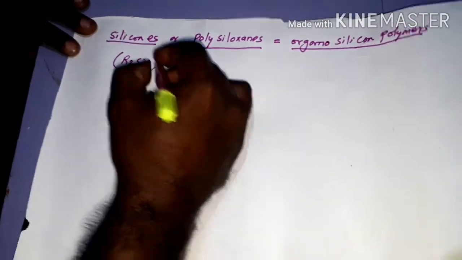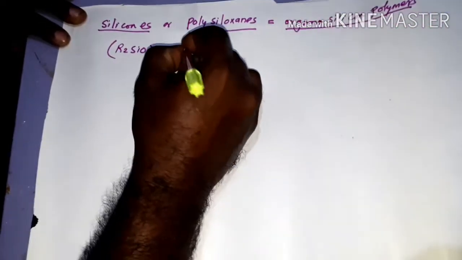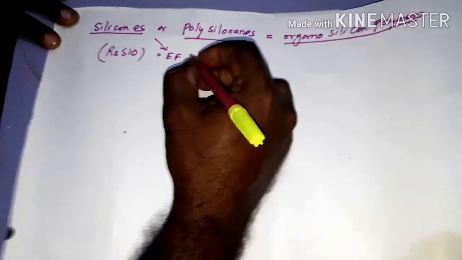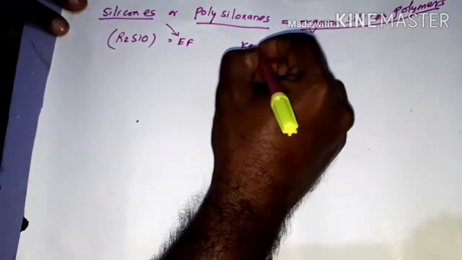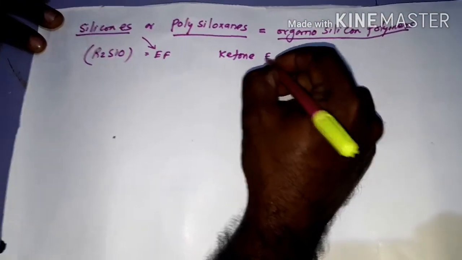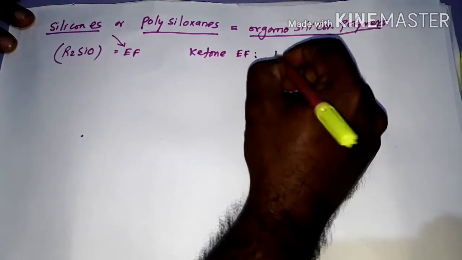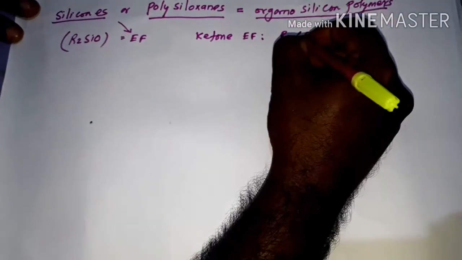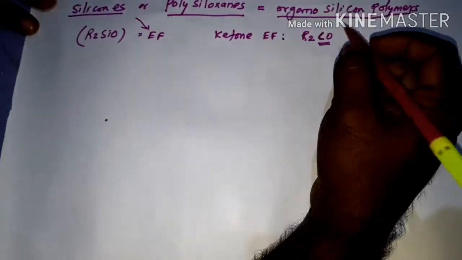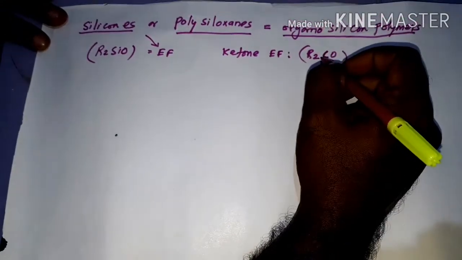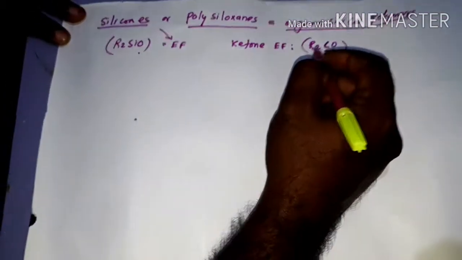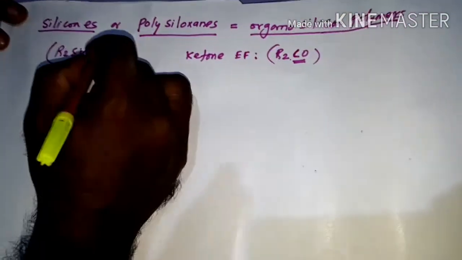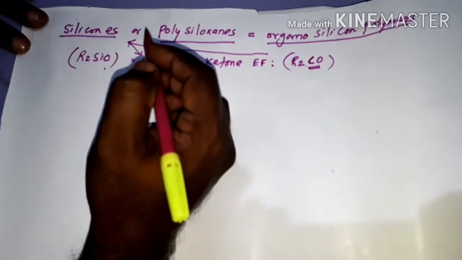This is the empirical formula of the silicone because the ketone, which is another organic compound, has the empirical formula R2CO. Actually the CO is the functional group of ketones. So the silicone empirical formula resembles that of the ketone, hence it is called silicones. Hope you understood.